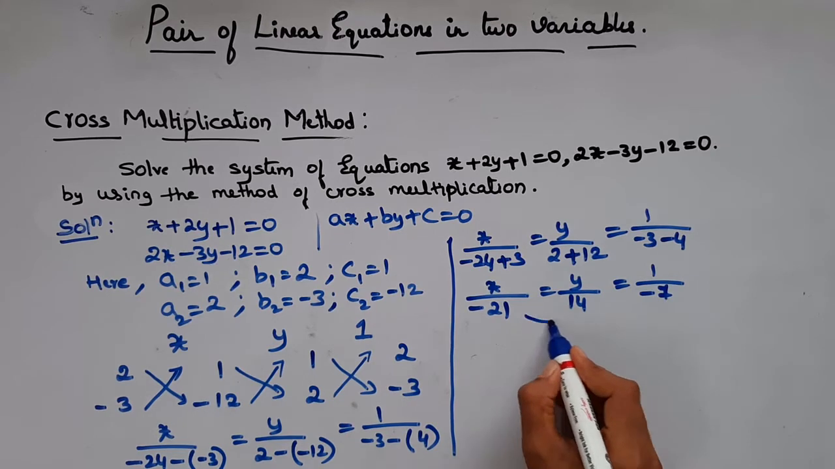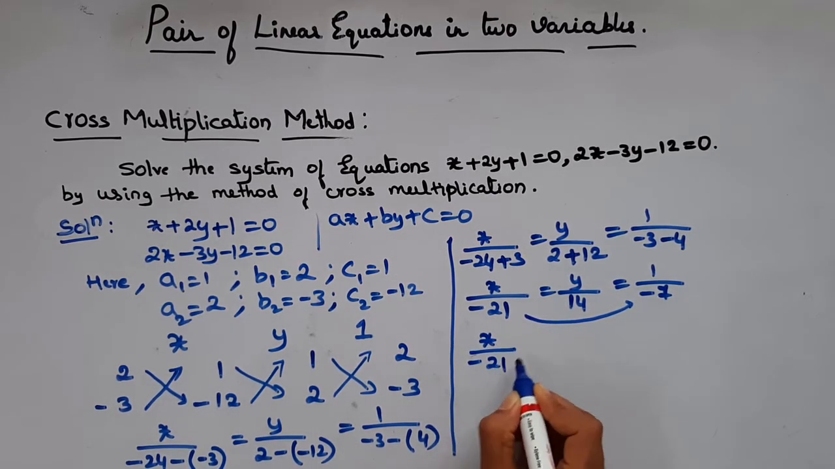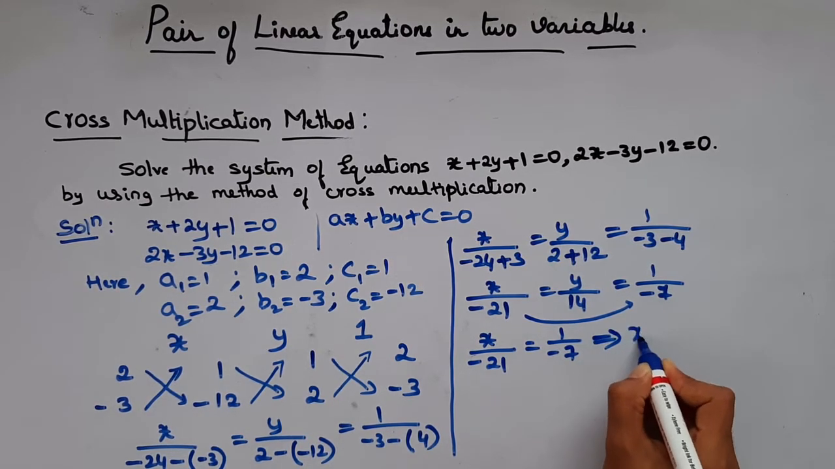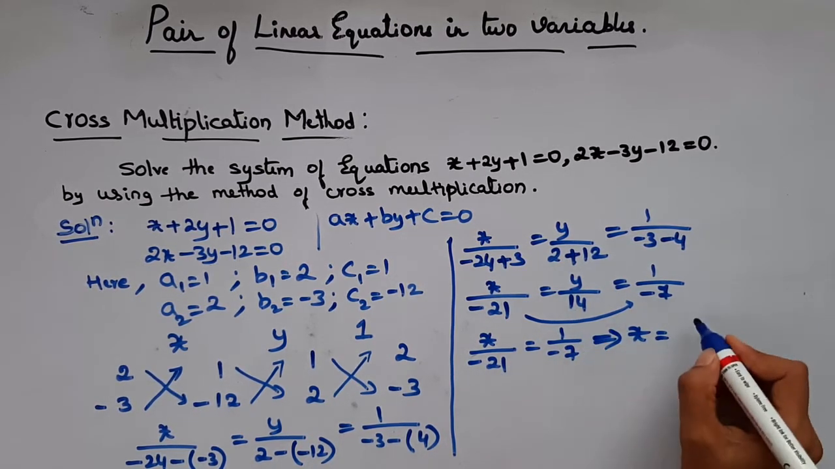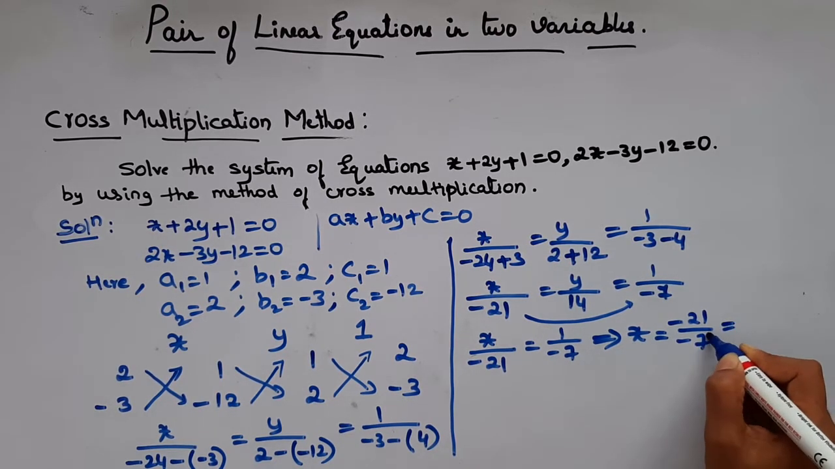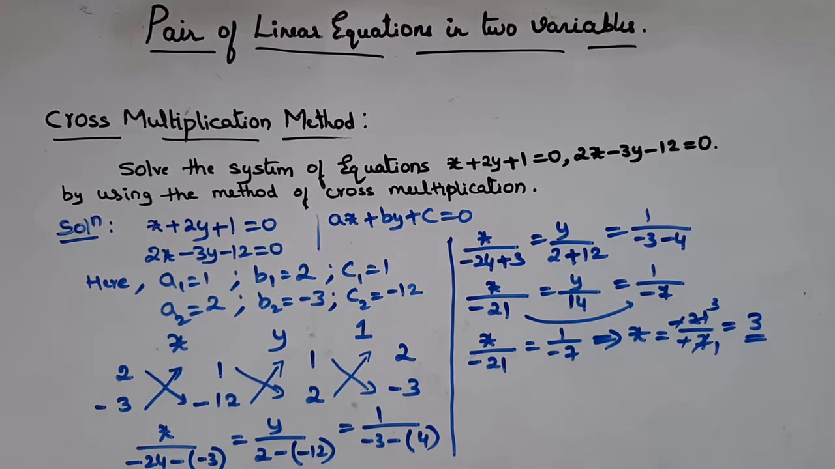So now let's take these two equations. So we have x by minus 21 is equal to 1 by minus 7, which implies x is equal to minus 21 by minus 7, which is equal to 7 1s are, 7 3s are, minus and minus will go, so you will remain with plus 3, right? So your x is plus 3.